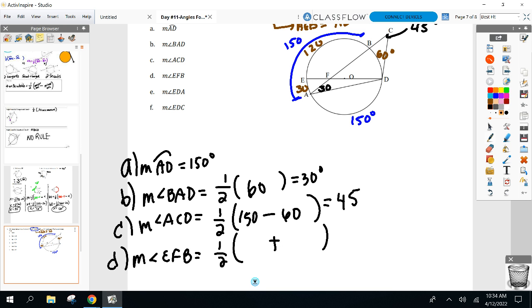Before I call in a number, I am asking for the two arcs I should add together to get angle EFB. Its arc and its vertical angle's arc. Any more detail I need to give this person before they get called on? We all good?